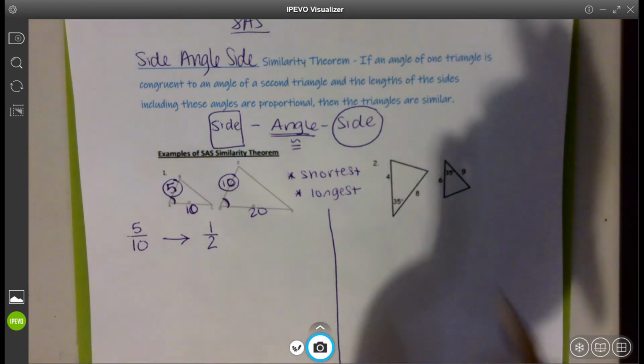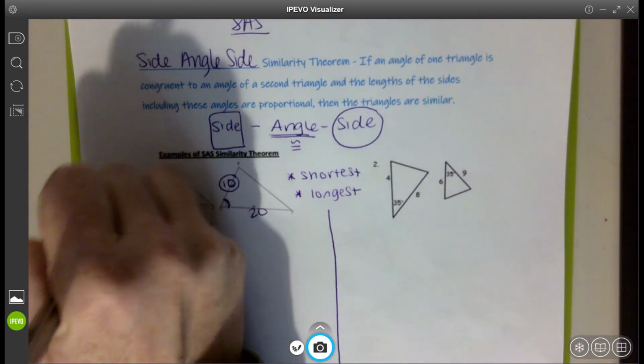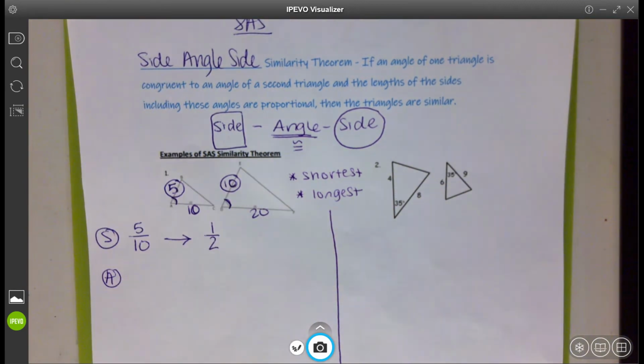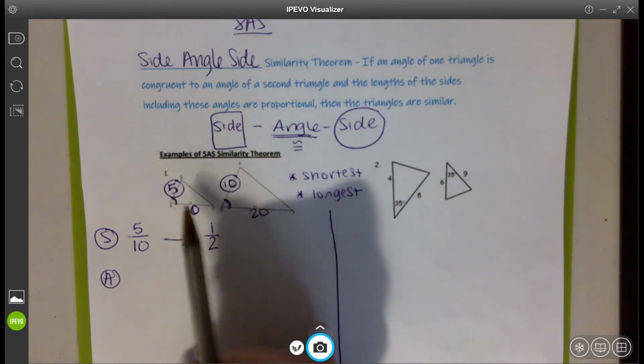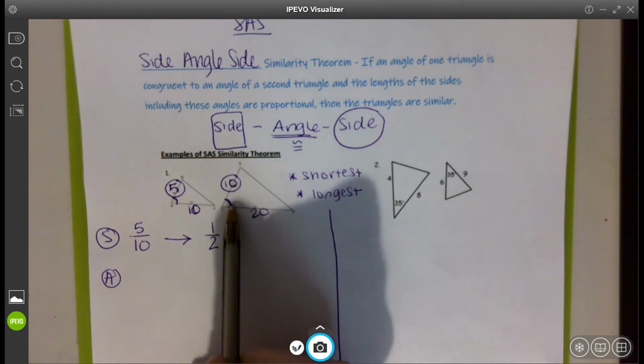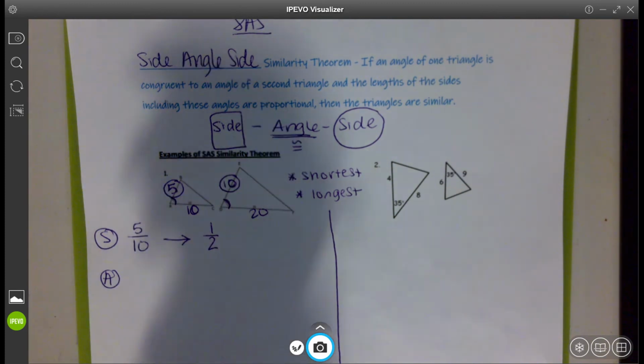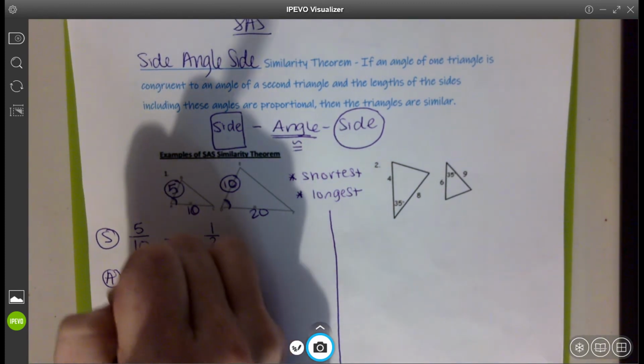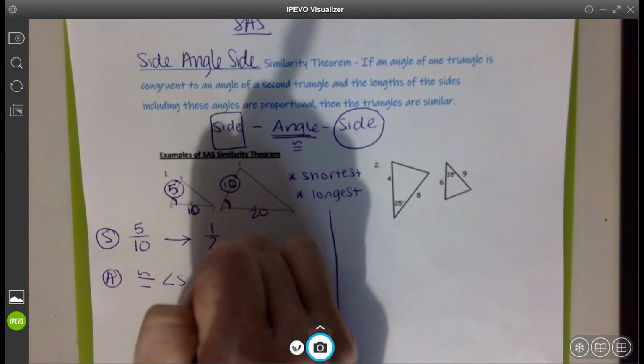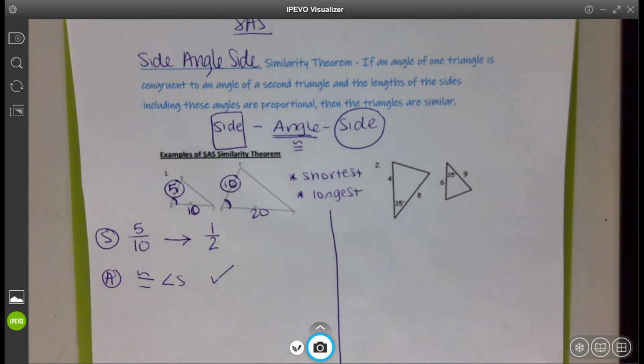All right, then remember we're spelling out side, angle, side. So this is our side. Next comes our angle. Do the angles in both our triangles have the same value? In this case, they do. How do I know that? Right, the curve markings tell me that we have the same value. So I'm just going to write congruent angles. Check. Because there's no value to write, the curve marking does the job for me.